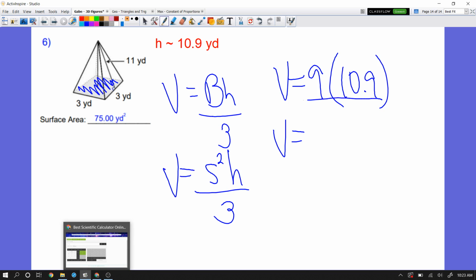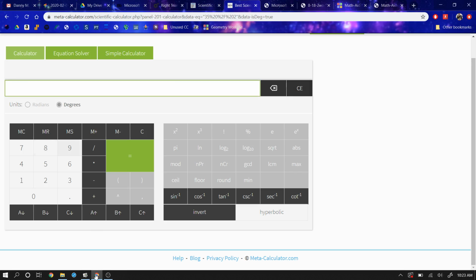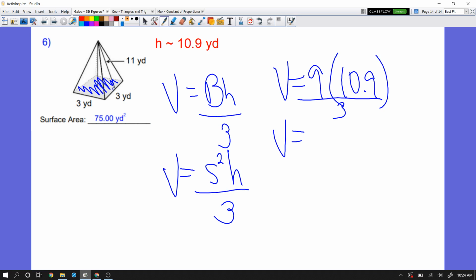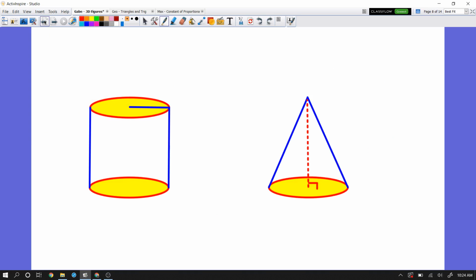So, don't forget divide by 3. 9 times 10.9. 98.1. Okay, divided by 3. It's going to be about 32.7. So we got a volume of approximately 32.7 cubed.